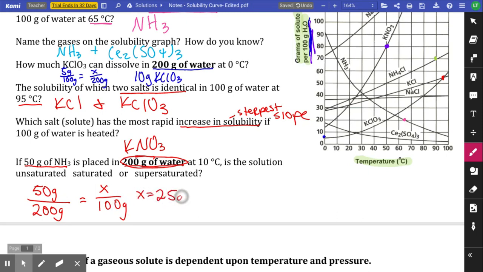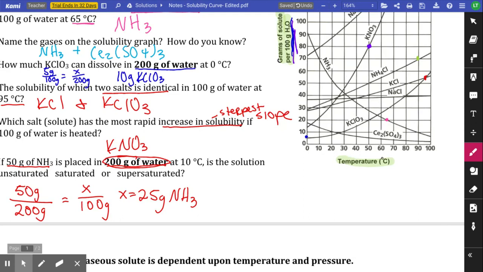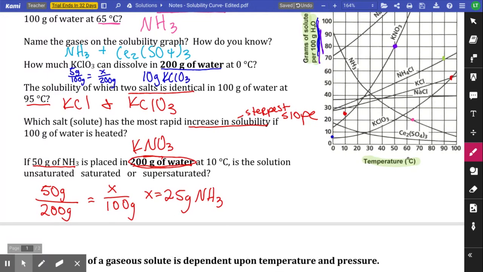Solve it, and you should get that it would be 25 grams of NH3. All right, so now we'll use that on our graph. So at 10 degrees Celsius, I have 25 grams of NH3. So what I'm looking at is: is that above my line, below my line, or on my line? You can already rule out that it's on my line because it doesn't intersect with any lines there. The NH3 line is all the way up here, so that is well below my line. So that would be an unsaturated solution.